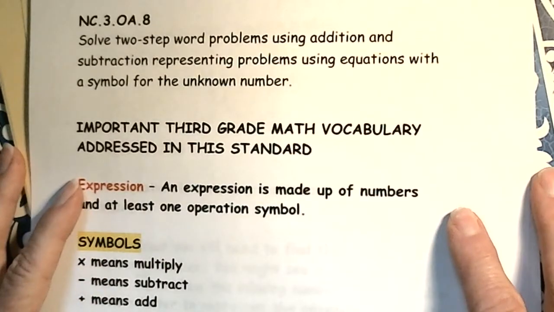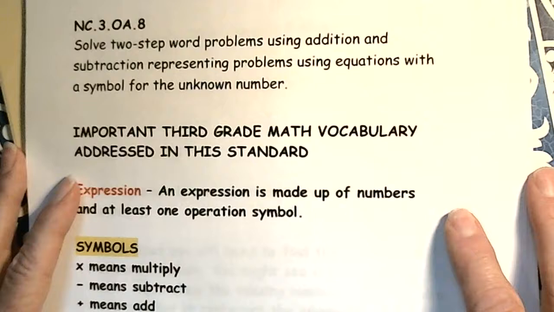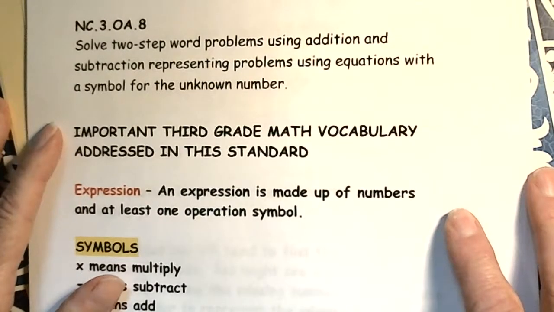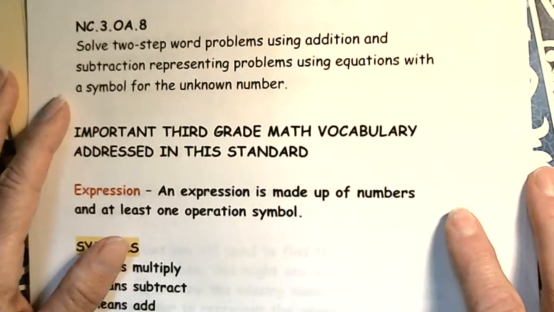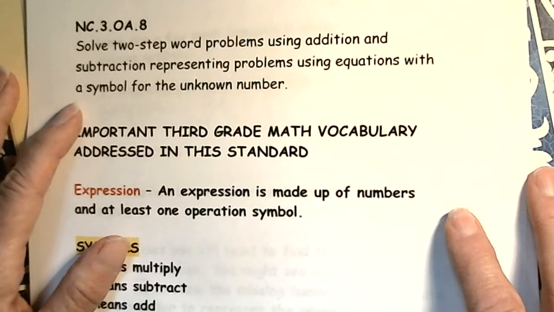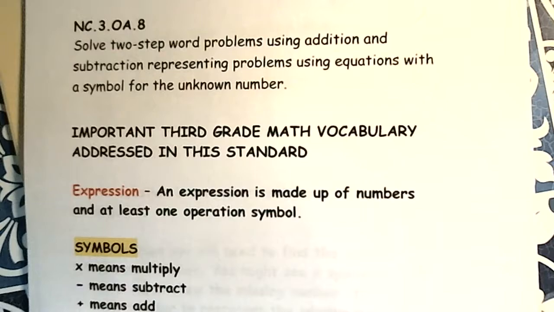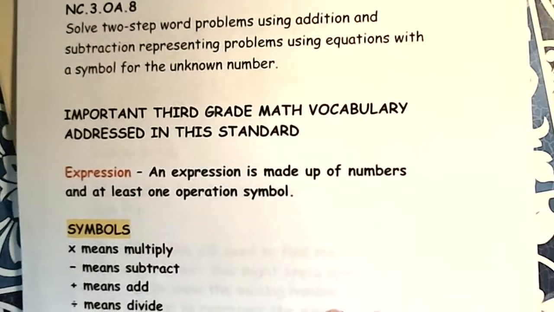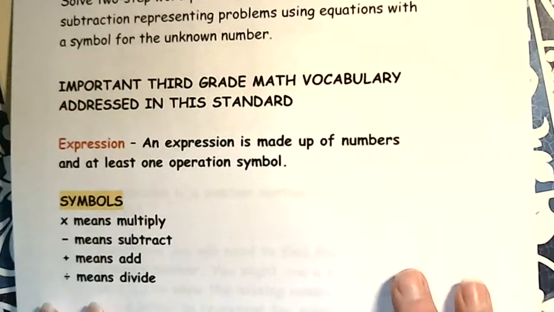This video lesson addresses the third grade standard of Operations in Algebraic Thinking. In this standard, students are asked to solve two-step word problems using addition and subtraction, representing problems using equations with a symbol for the unknown number. In this standard, students will come across some important math vocabulary.